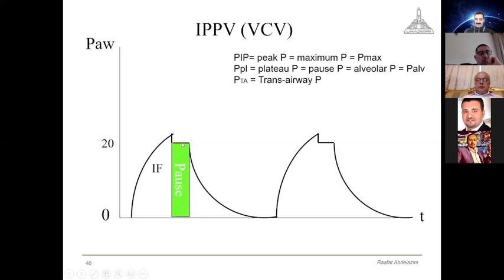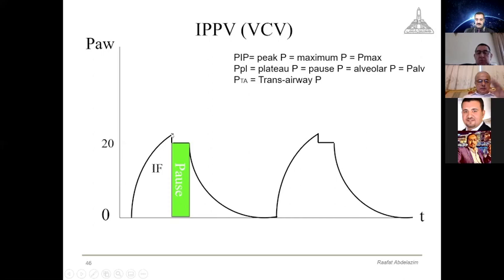The alveoli don't have the same compliance. The pressure inside the alveoli is different according to their compliance. The alveoli with low compliance have high pressure, and the alveoli with high compliance have low pressure. So the peak pressure is the sum of these pressures.